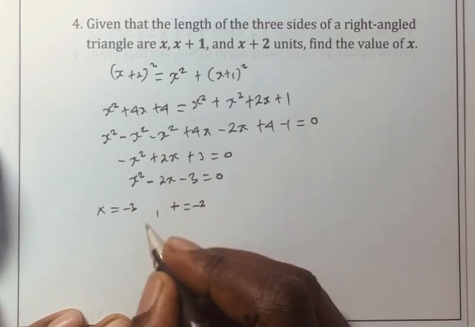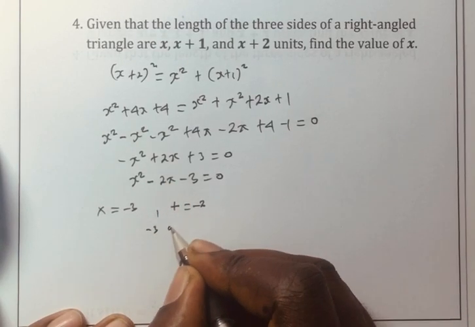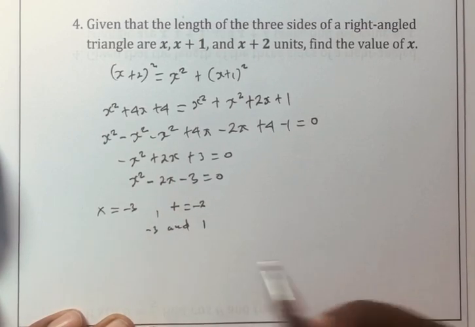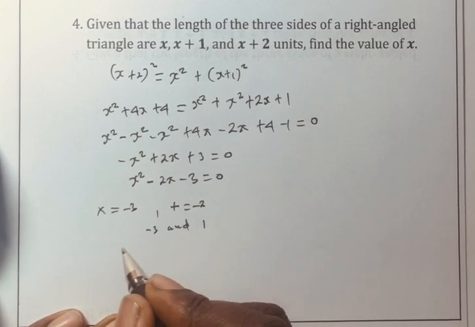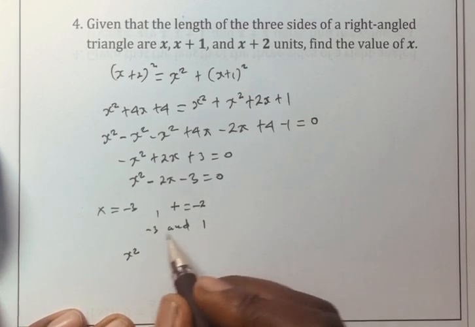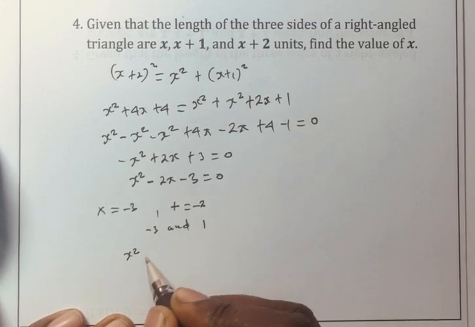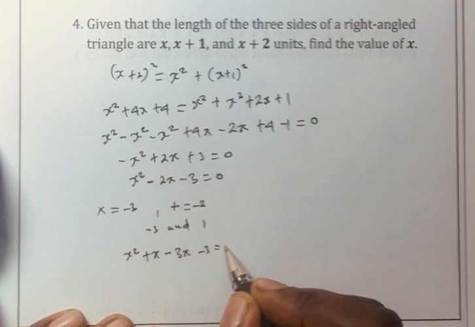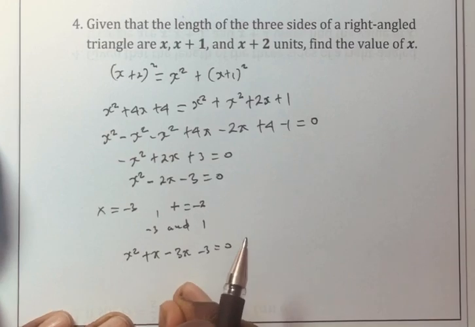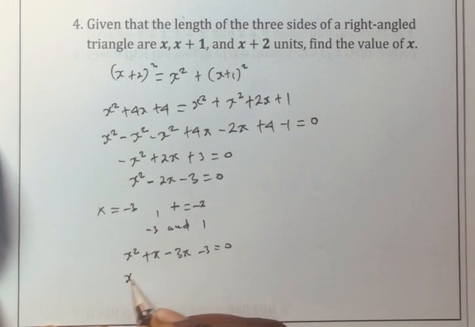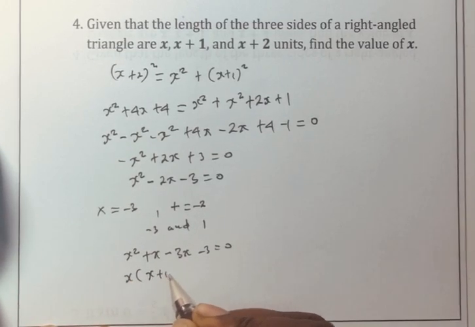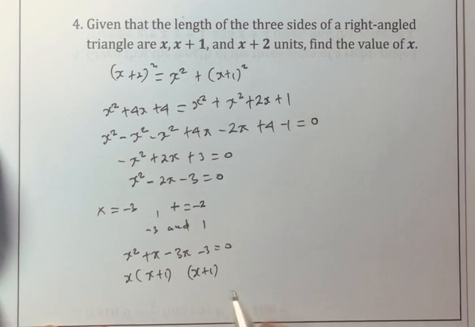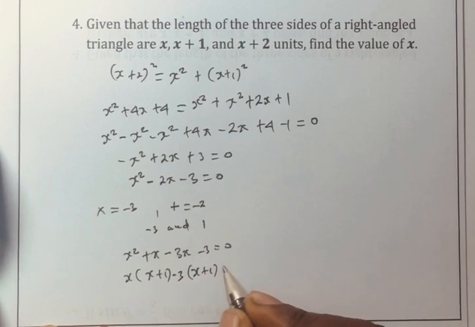So we split b, which is negative 2, into negative 3 and 1. So we'll have x squared plus x minus 3x minus 3 is equal to 0. So the common factor here is x. So we have x into x plus 1. So we expect x plus 1 here. So for us to get negative 3 there and negative 3 there, it means we multiply by negative 3, and that is equal to 0.